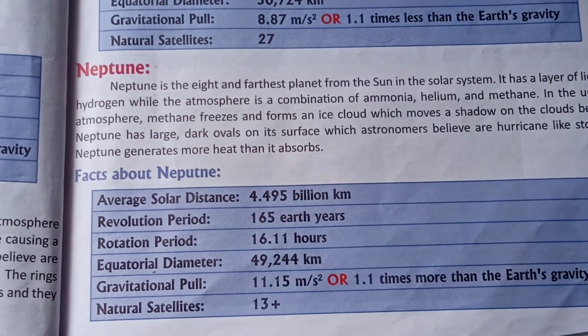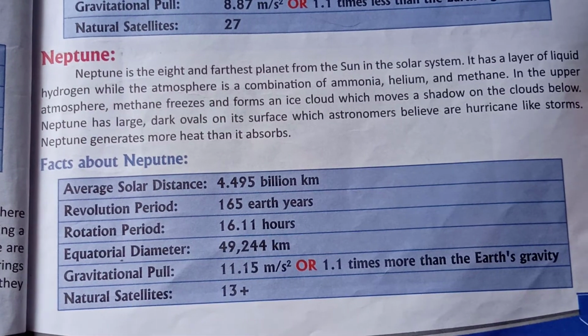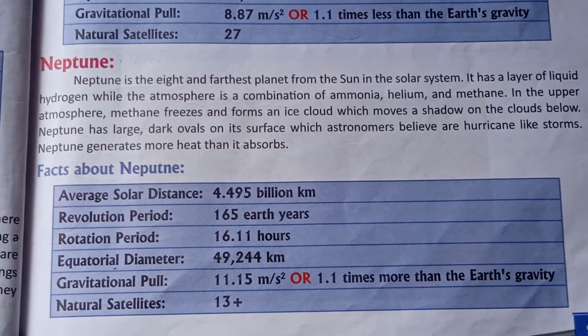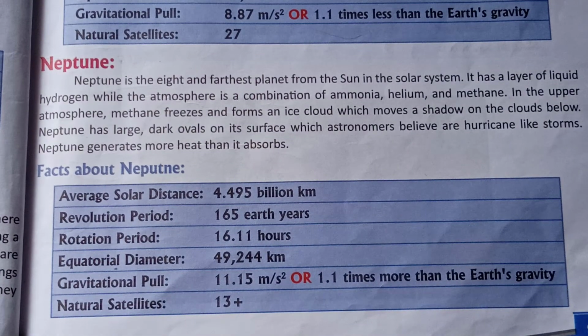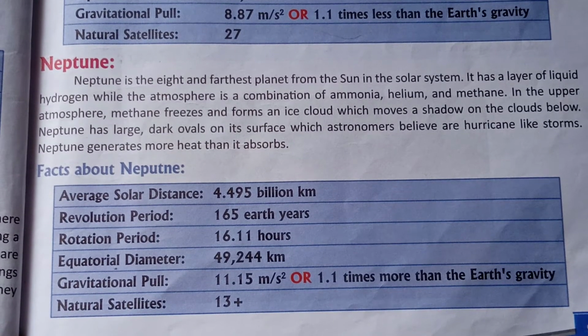Then comes Neptune, the 8th and farthest planet from the Sun in the solar system. It has a layer of liquid hydrogen while the atmosphere is a combination of ammonia, helium and methane. In the upper atmosphere, methane freezes and forms a cloud which casts a shadow on the clouds below.